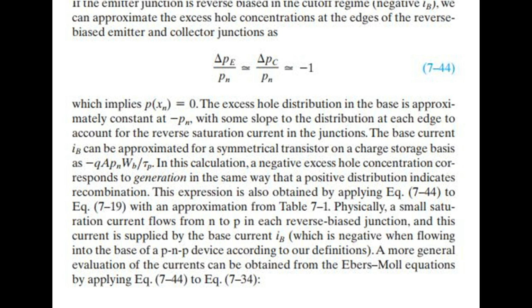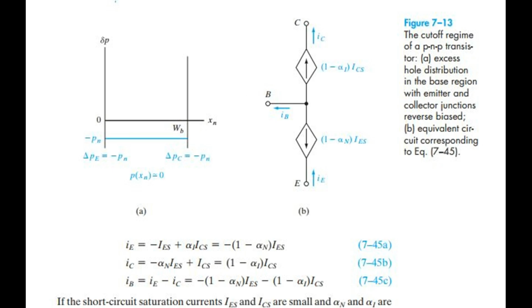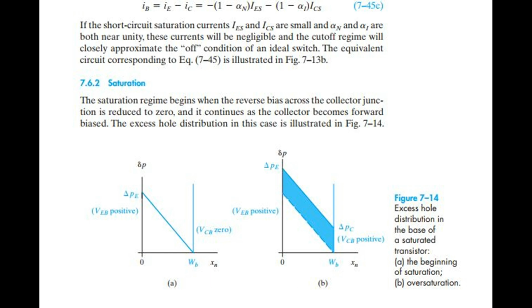Physically, a small saturation current flows from N to P in each reverse biased junction, and this current is supplied by the base current IB, which is negative when flowing into the base of a PNP device according to our definitions. A more general evaluation of the currents can be obtained from the Ebers-Moll equations by applying EQ 7.44 to EQ 7.34. If the short-circuit saturation currents IES and ICS are small and alpha N and alpha I are both near unity, these currents will be negligible and the cutoff regime will closely approximate the off condition of an ideal switch. The equivalent circuit corresponding to EQ 7.45 is illustrated in Fig 7.13b.